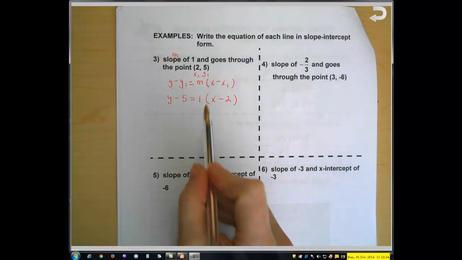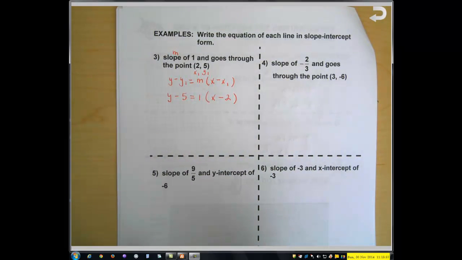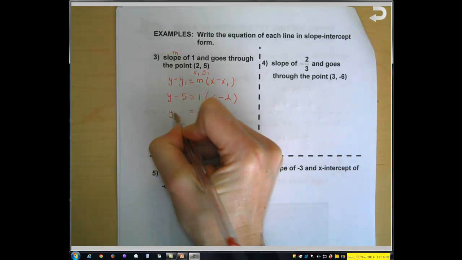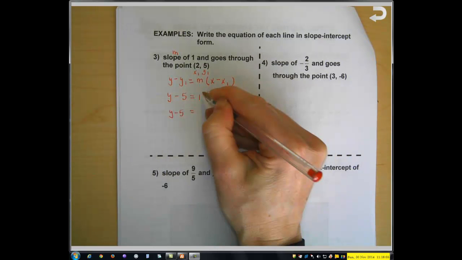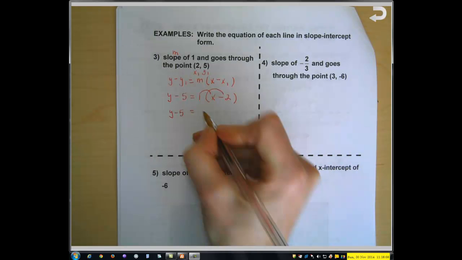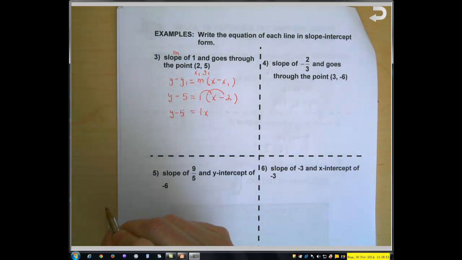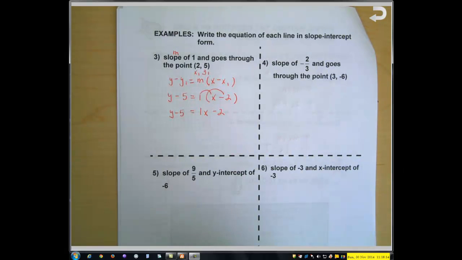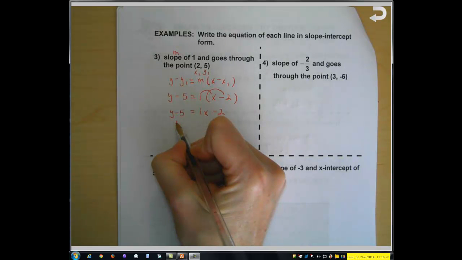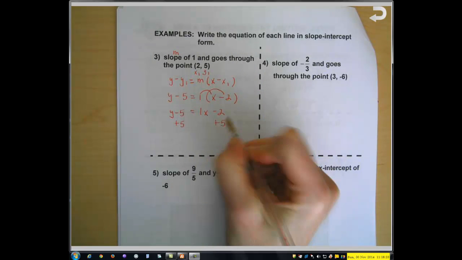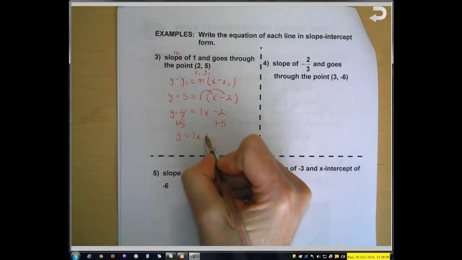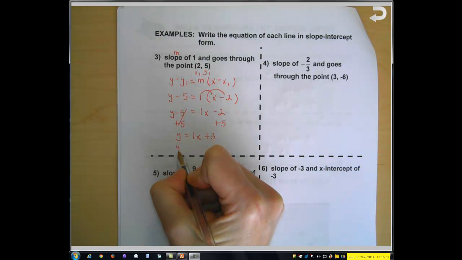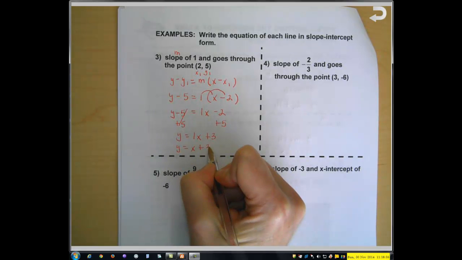Now we want to solve this equation for y to get it in slope-intercept form. The first thing that we need to do is simplify this side of the equation by getting rid of the parentheses. So we'll distribute the 1. 1 times x is 1x, and 1 times negative 2 is negative 2. Now to get y alone, we need to do the inverse of subtracting. So we will add 5 to both sides. And that gives us y equals 1x plus 3. We could also write that as y equals x plus 3.